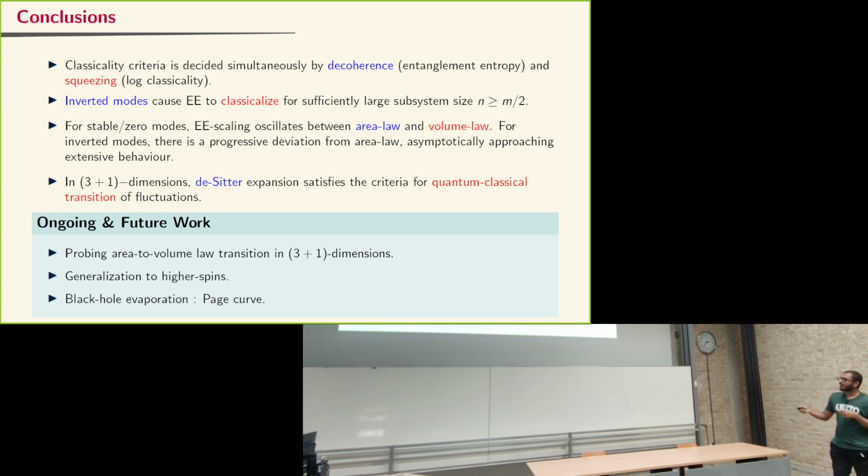And finally, what we will also be looking at includes area law to volume law transition in 3+1 dimensions, generalization to higher spins, and finally, we also want to apply this to black holes and see what happens. Yeah, thank you.